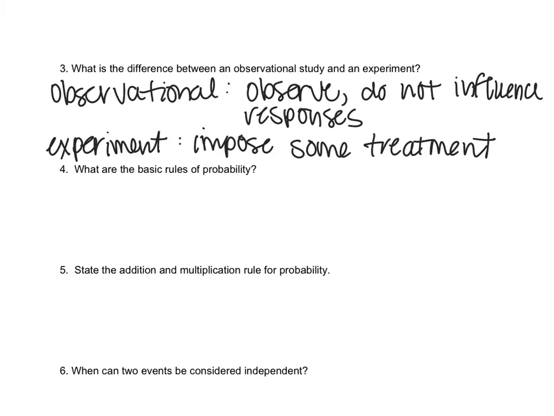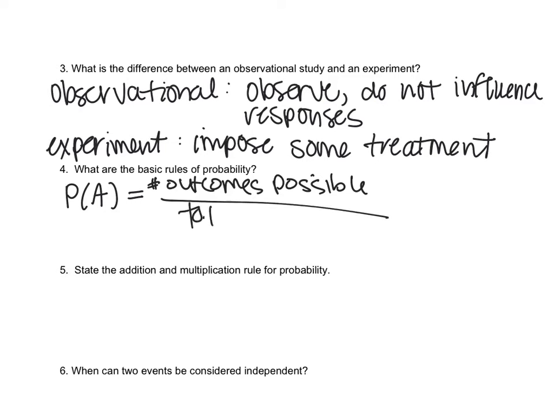Next, let's go over some probability. So the first question is, what are the basic rules of probability? So it means the probability of some event A occurring is the number of possible outcomes over the total number of outcomes. So for example, if I'm rolling a die and I know the probability of rolling a 2, probability of A, there would be 1 over a 6 total number of outcomes.